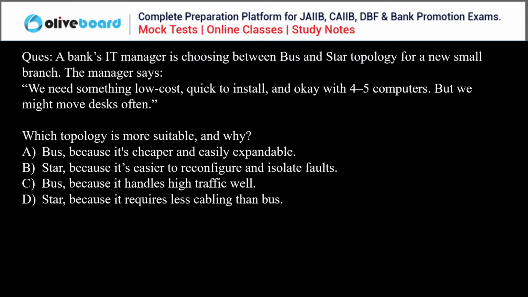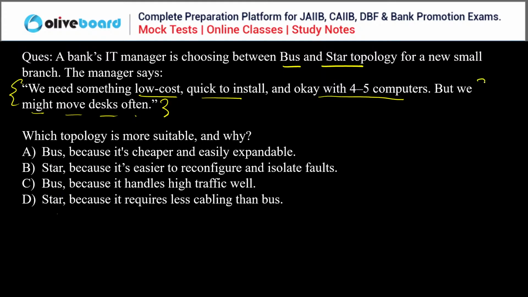Next, a bank's IT manager is choosing between bus and star topology. For a new small branch, the manager says, we need something low cost, quick to install, and okay with 4 to 5 computers, but we might move desks often. This is the statement of the manager. Now, according to this statement, you have to choose the best topology. Bus or star? Everyone, please answer this question.